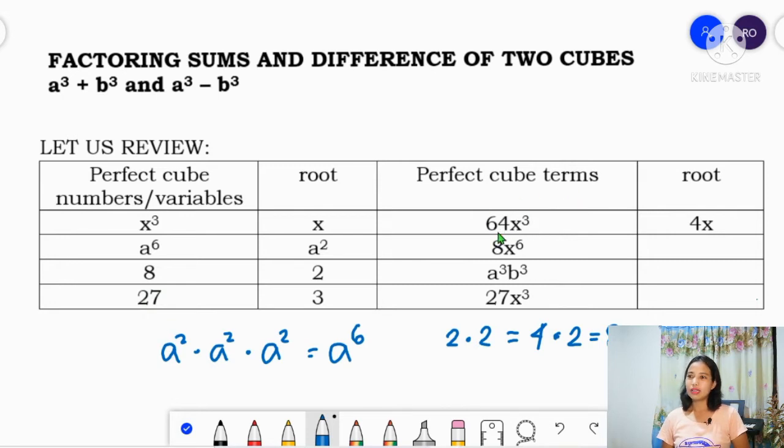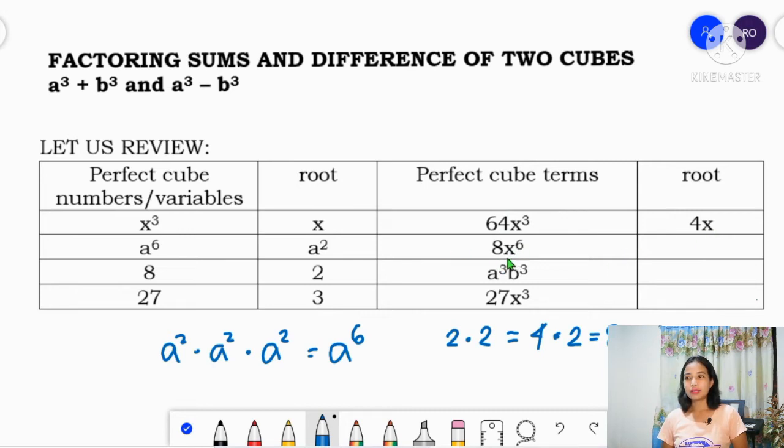Okay? So, eto naman ang perfect cube terms. Example ng perfect cube terms. So, pinagsama yung number, numerical coefficient at ang variable. Okay? So, in terms of the numerical coefficient, 64 is a perfect cube number. So, kapag minultiply natin ang 4 ng 3 beses, 4 times 4 times 4, so the answer is 64. Kaya ang nakasulat dito na root or yung number na minultiply ng 3 beses ay 4. Okay? In terms of the variable, ang kanyang root is x.